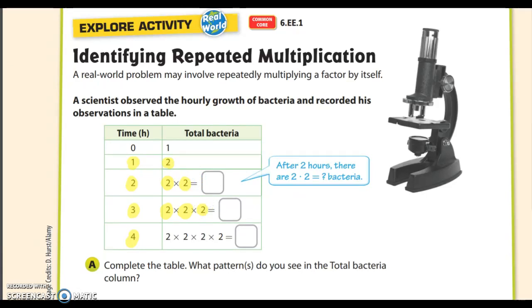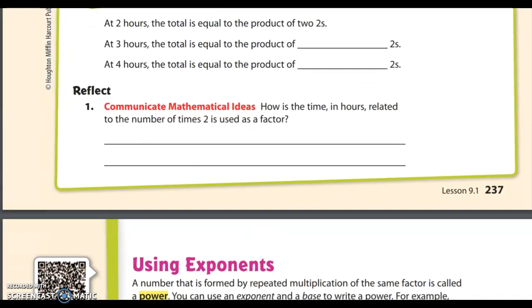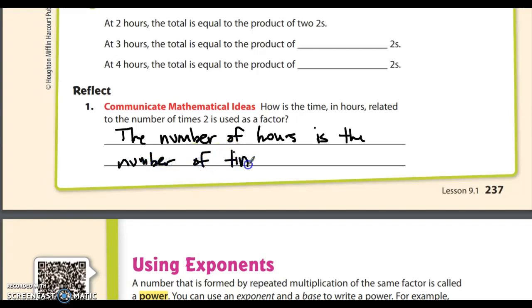Do you notice here that the number here is the same as the number of 2's? That's what we're looking for you to notice here. After 4 hours, there were 4 2's. So we're now going to go back, and that's going to be our answer for question number 1. It says, how is the time in hours related to the number of 2's, the number of times 2 is used as a factor? The number of hours is the number of times two is used as a factor.